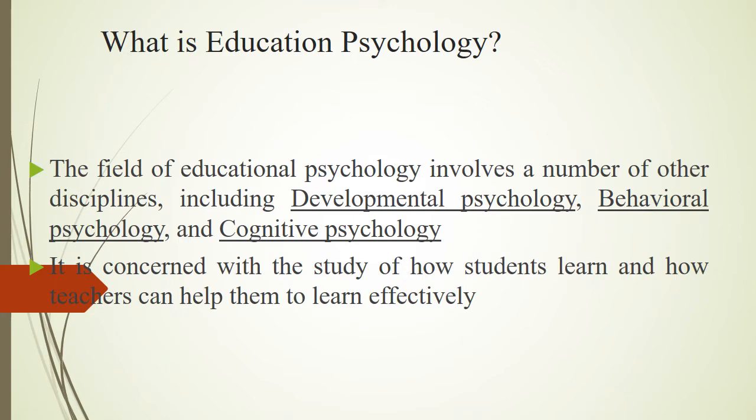This branch, I mean education psychology, involves a number of other disciplines. They are developmental psychology, behavioral psychology and cognitive psychology. Simply, education psychology has been developed over a long period of time with other branches of psychology like developmental psychology, behavioral psychology and cognitive psychology. The main task of this education psychology is studying how students learn and how teachers can help students to learn effectively.